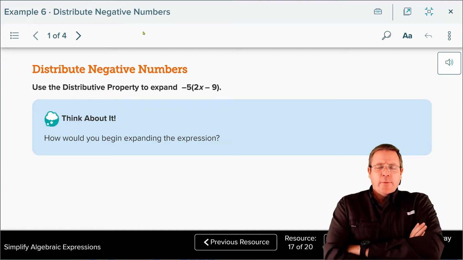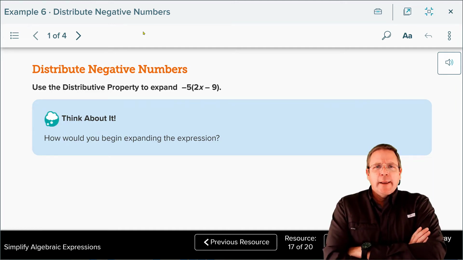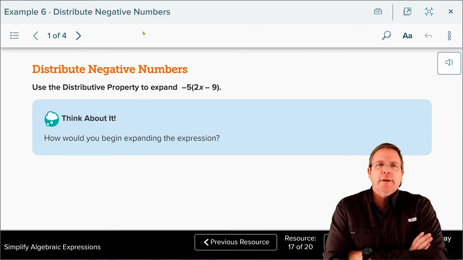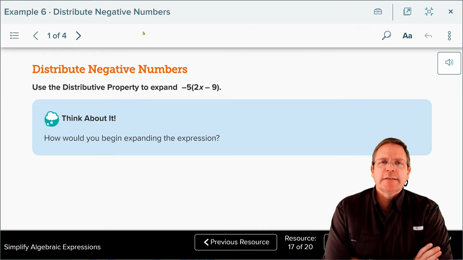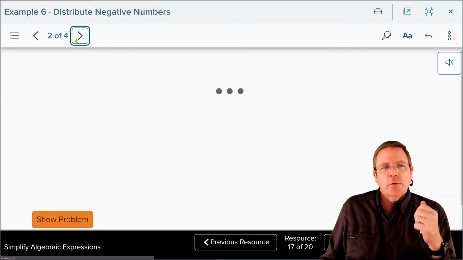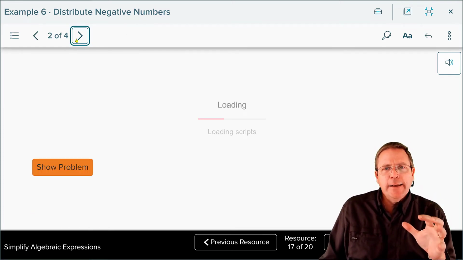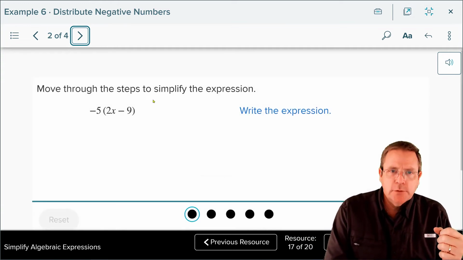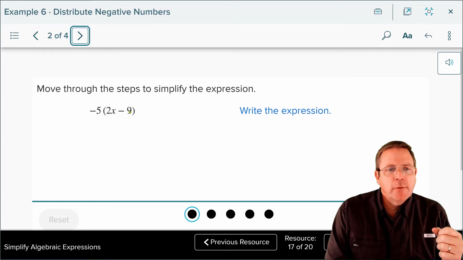Our last example problem involves distributing a negative number. I think y'all already know how to do this, but we're going to do it together just to make sure, because I have a sneaky suspicion you're going to see some of these on your homework tonight. So we got to distribute that negative 5 through the entire grouping symbol, and as soon as it loads up, there we go. So I've got negative 5 I'm distributing through everything in here.